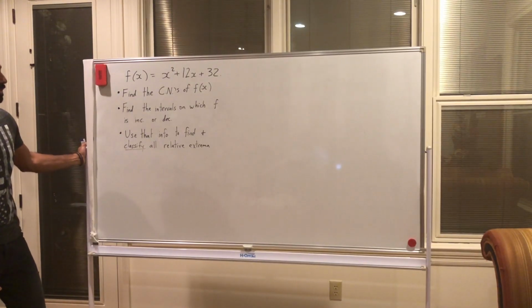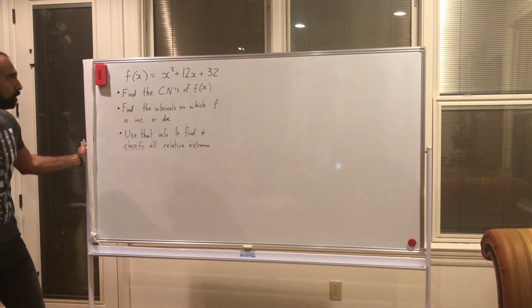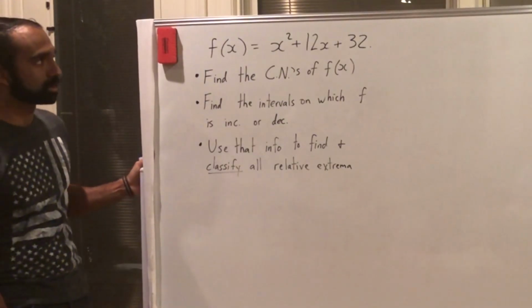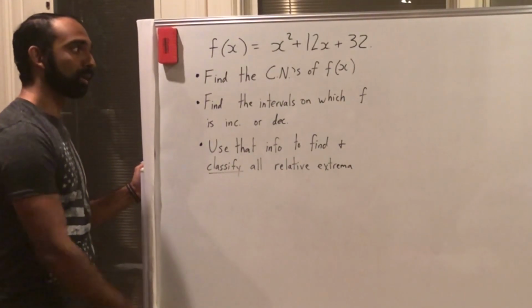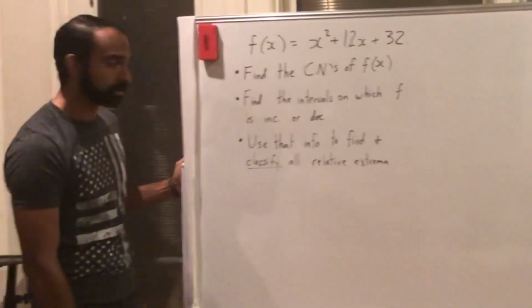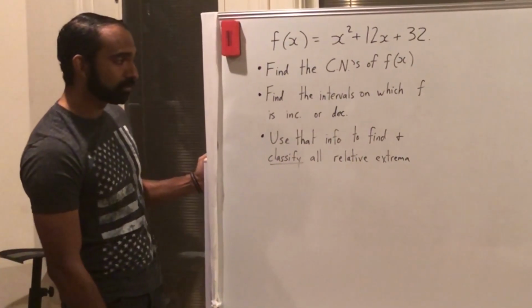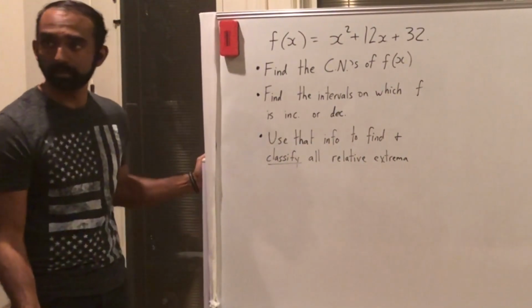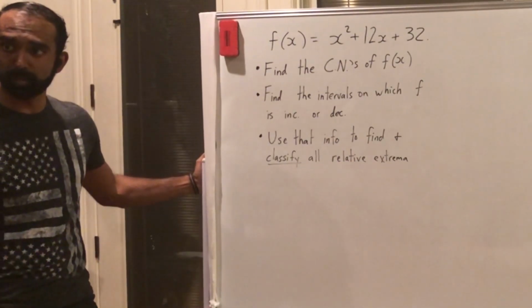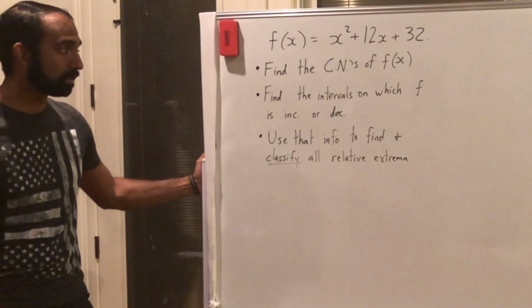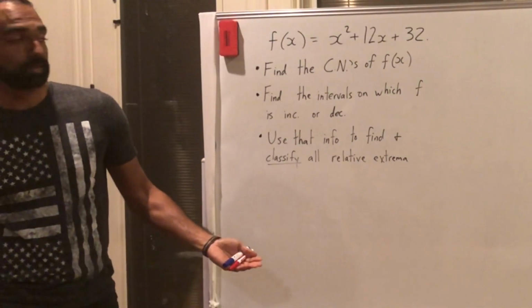Okay, now let's put these ideas into computational practice with this question here. We got a function, x squared plus 12x plus 32. We want to find the critical numbers of it. We want to find the intervals of increase and decrease of it. And we want to use that information to find and classify all the relative extrema. So after we find the relative extrema, we want to be specific and say it's a relative max or relative min, or it could be a saddle point.